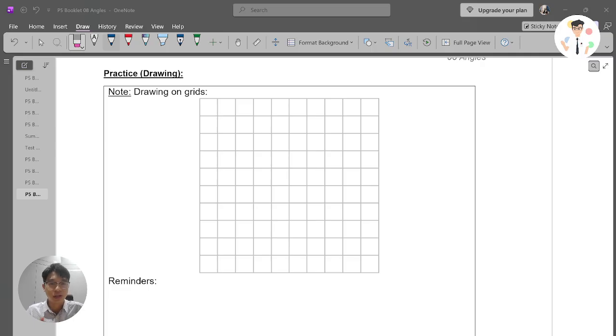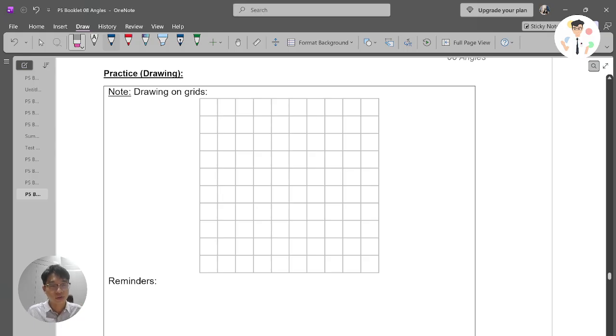So usually they'll give you these square grids. This is what we call square grids, and you're supposed to draw some of the lines to form some quadrilaterals, for example, square, rectangle, rhombus, parallelogram, or trapezium. What is important is you need to know how to draw properly. So let's take a look here first.